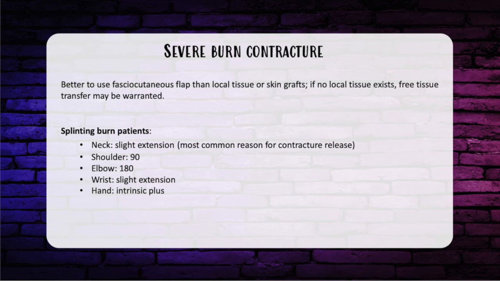Yeah, so for really big and severe burn contracture, you want to consider covering it with a fasciocutaneous flap over local tissue and skin graft. Sometimes local tissue won't be available, and so you may have to be doing a free tissue transfer like a free flap or something like that. In terms of splinting the patient, this is actually quite important. The neck should be splinted in slight extension. This is one of the most common reasons patients come back for contracture releases. Can't move their head right, left, up, down, extension, neck flexion. So you want to make sure you splint them in a way such that they can actually have more mobility and range of motion. The shoulder at 90, elbow at 180 degrees, wrist at slight extension, and hand at intrinsic plus.